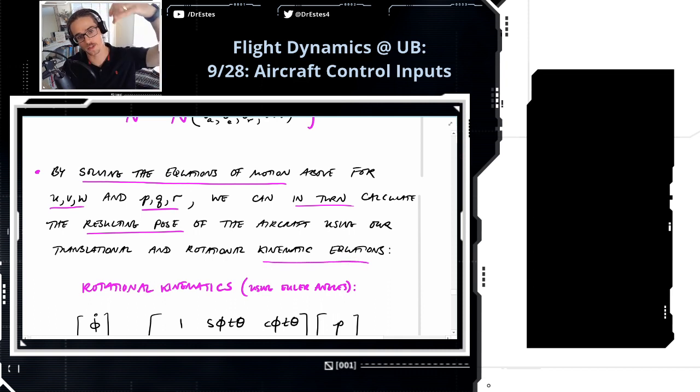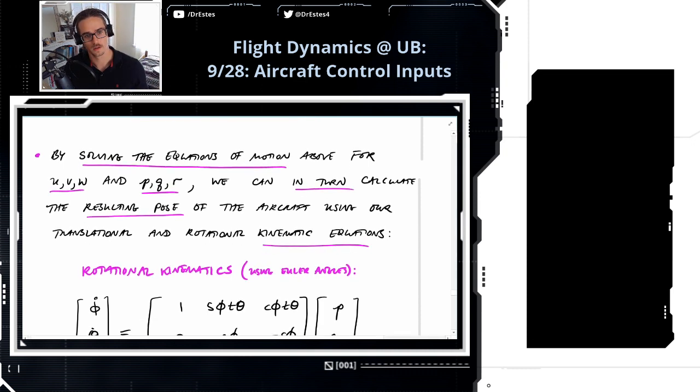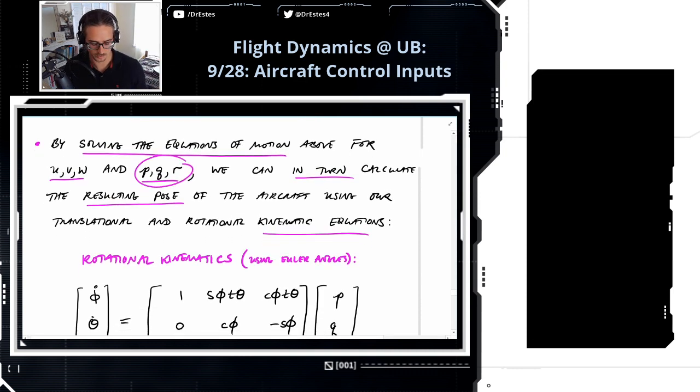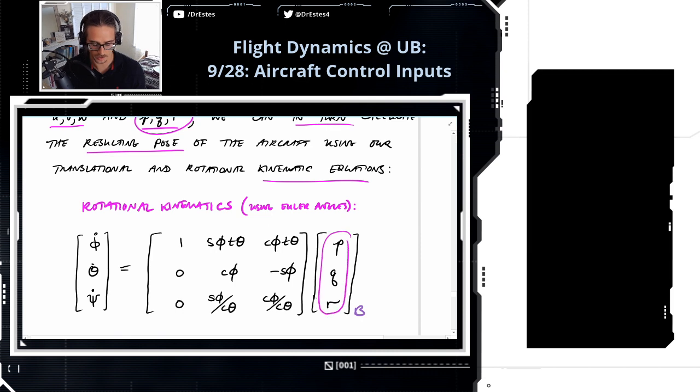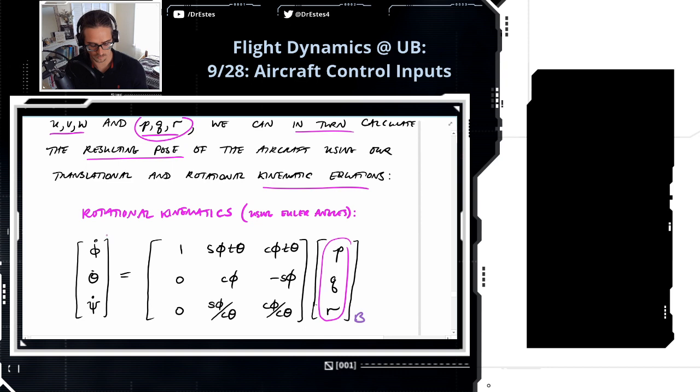So from my rotational equation of motion, I get p, q, r. That goes in here so that I can solve this differential equation for my Euler angles, and that'll give me the orientation of the aircraft in the sky.